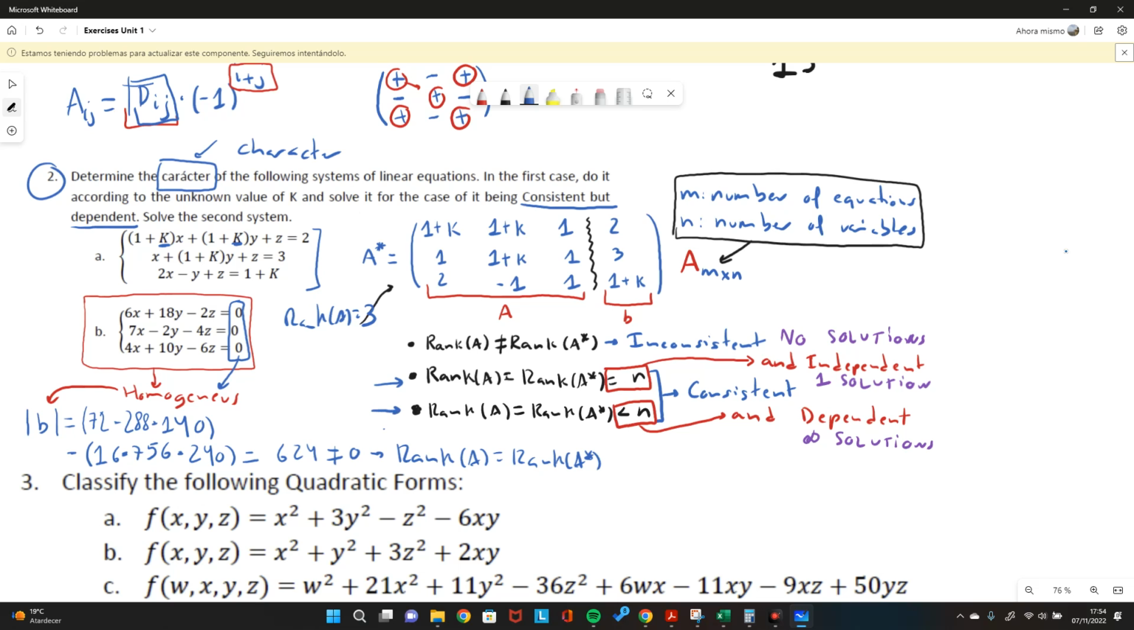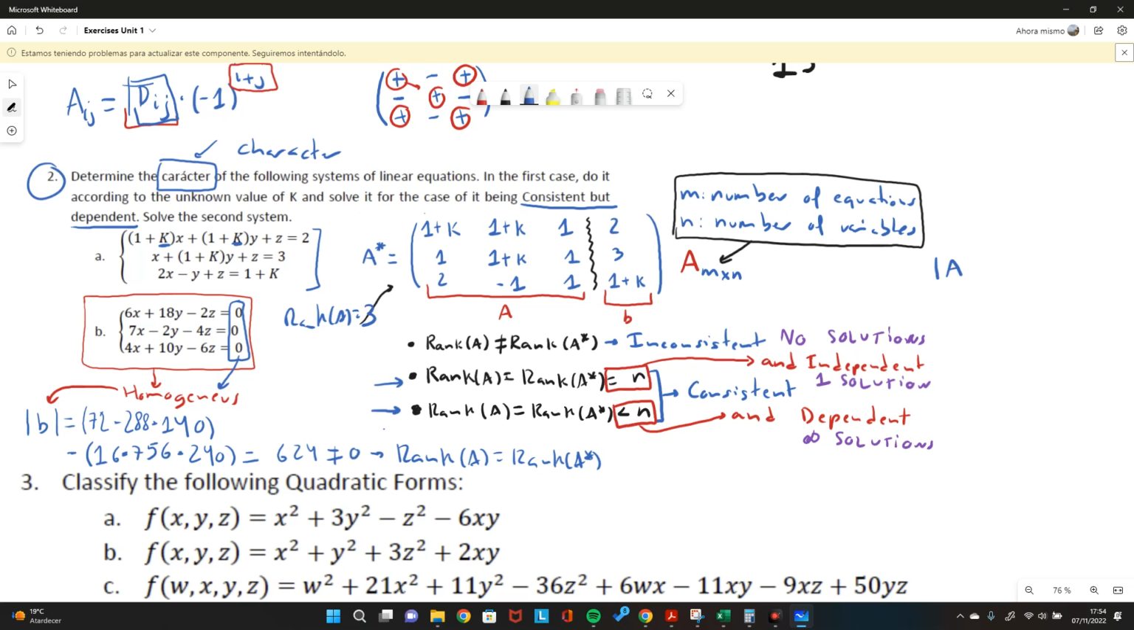What I have to do is get the determinant of A and find when it would imply that the rank of A would not be 3. The only case for that is when the determinant of A is 0. So I have to solve an equation of this determinant of A being equal to 0.